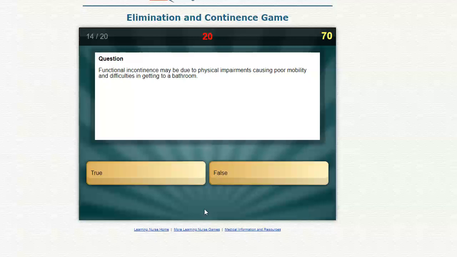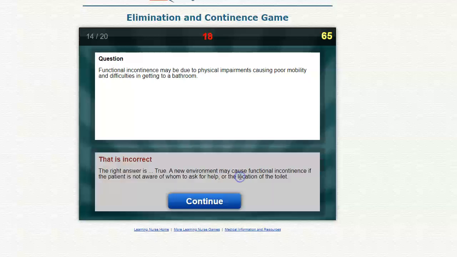Functional incontinence may be due to physical impairments causing poor mobility and difficulties in getting to the bathroom. Is that what functional incontinence is about? The answer is true. A new environment may cause functional incontinence if the patient is not aware of whom to ask for help or location of the toilet.